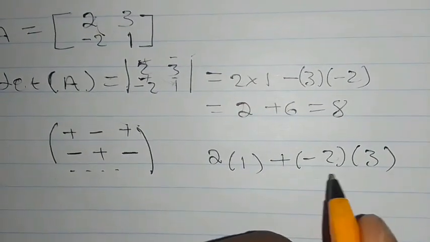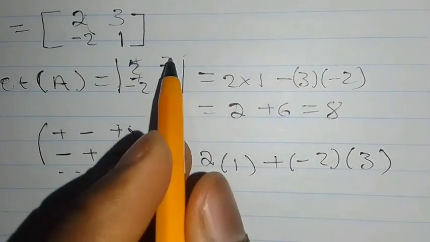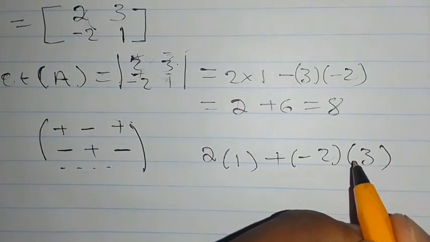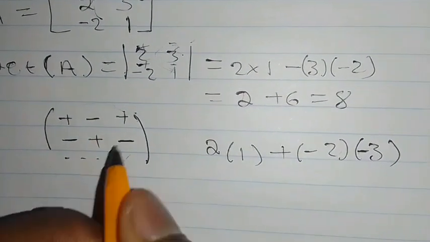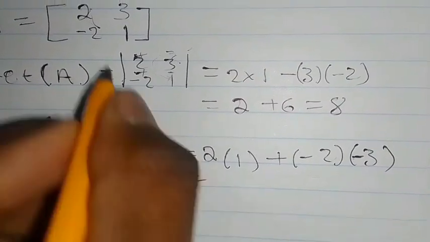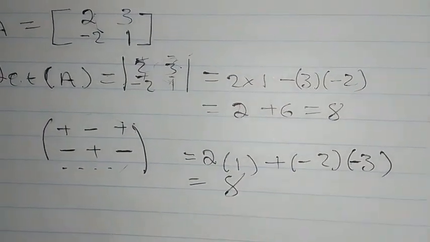So that's going to give you, since for 3 it's odd, you're going to have minus 3. That's if you use an expansion along a column, along the first column, that is. So you're going to have 8 as well.